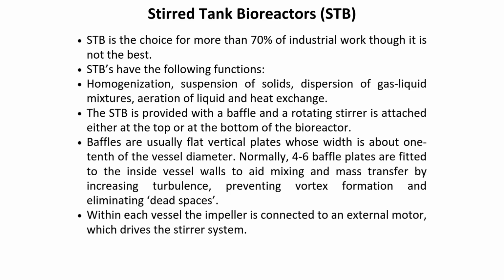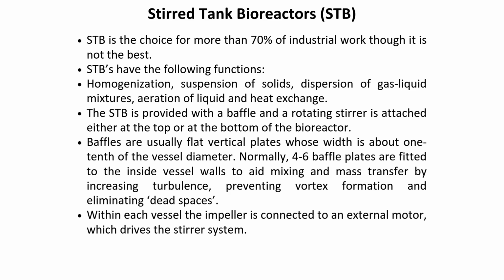The STB is equipped with baffles and a rotating stirrer attached either at the top or the bottom of the vessel. Baffles are usually flat vertical plates, and their width is about 1/10 of the vessel's diameter. Normally, 4 to 6 baffle plates are fitted to the inside walls to aid mixing and mass transfer. They do this by increasing turbulence, preventing vortex formation, and eliminating dead spaces. Inside the vessel, the impeller is connected to an external motor which drives the entire stirrer system.